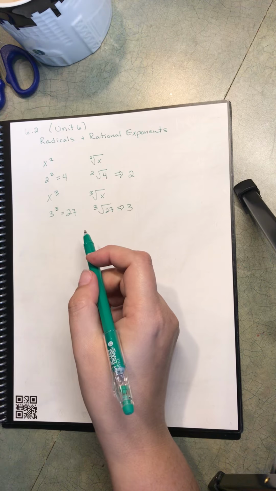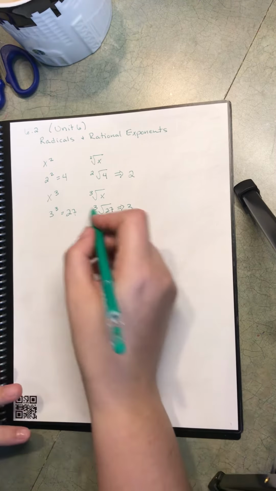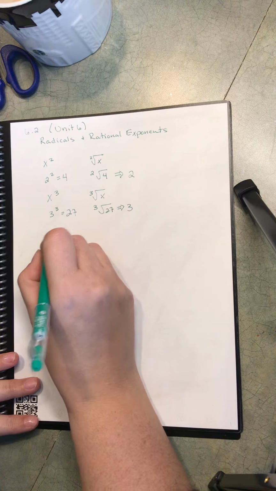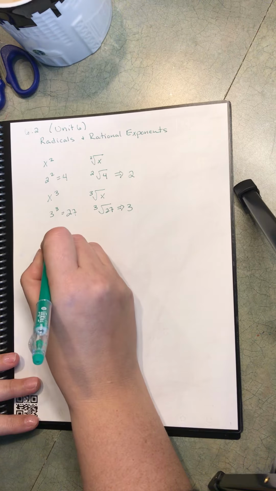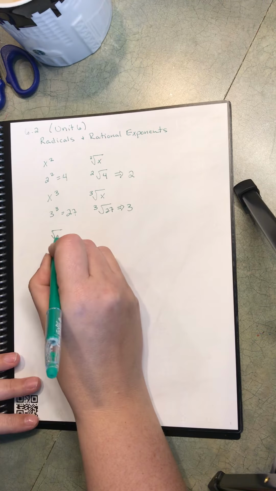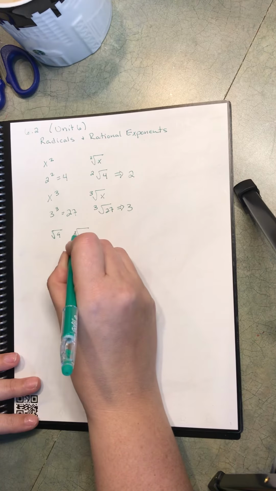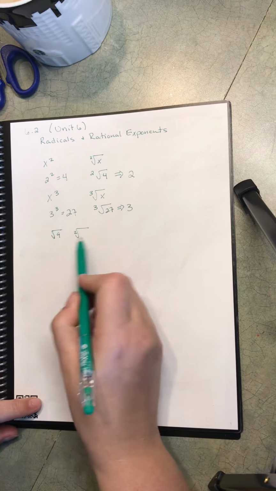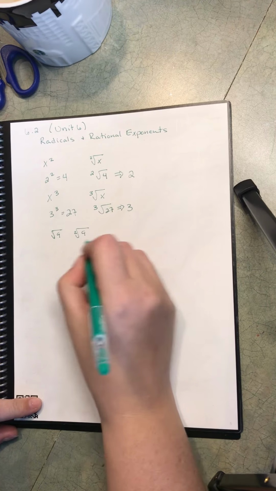If you think about what this root means, so let's say the square root, and square root can be written like this, or it can be written like this with the 2. Because square roots are the most common, we don't have to write the 2, but we can, okay?